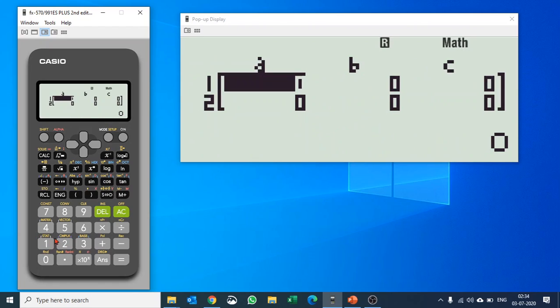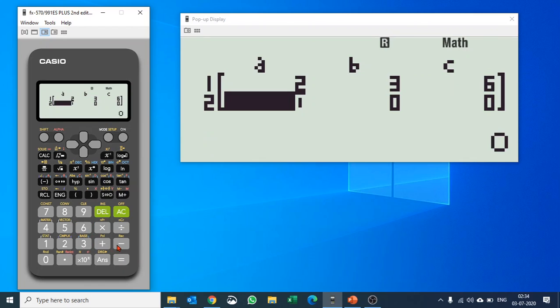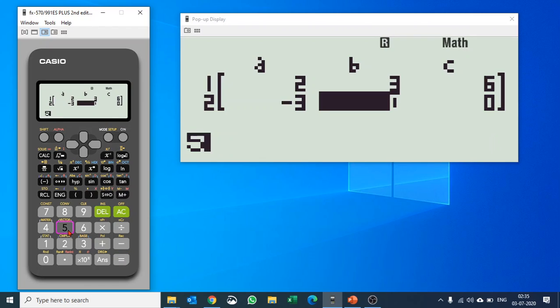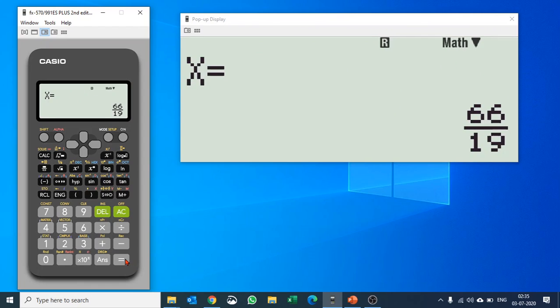So I'll say 1, and here it gives you an option where you put in the values of a, b and c. So ax plus by plus c equals 0 for both equations, and then it will solve for the values. So let's say I put in 2x plus 3y plus 6 equals 0 and negative 3x plus 5y equals negative 12. These are two equations. Basically negative 3x plus 5y minus 12 equals 0. You put in all these values, press equals, and it gives you the values of x and y.